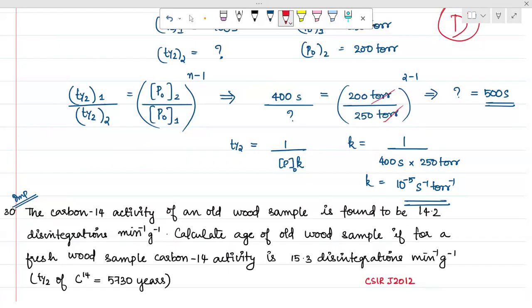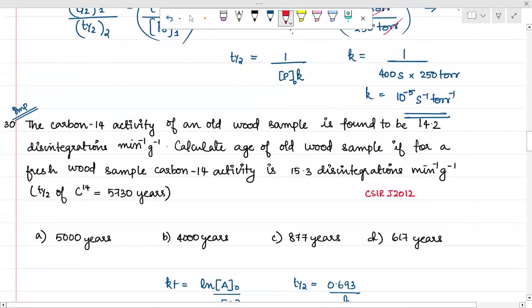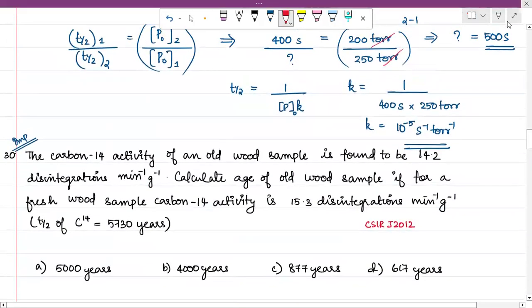Next, please mark it as important. Just a second, please.